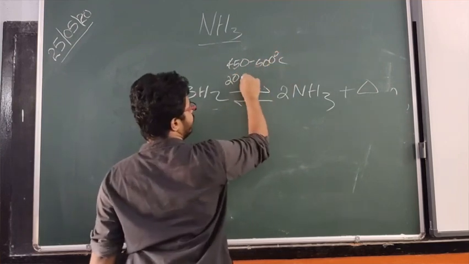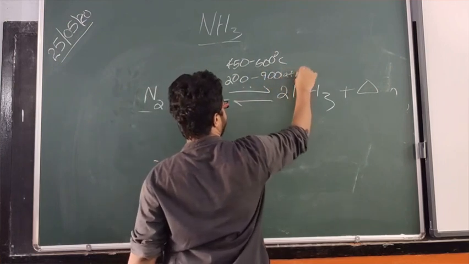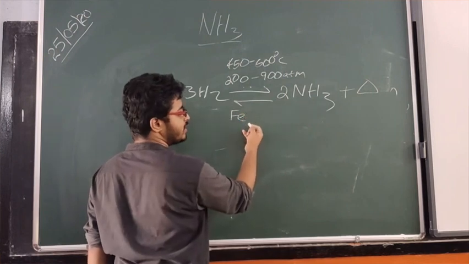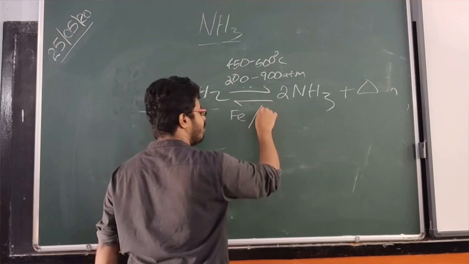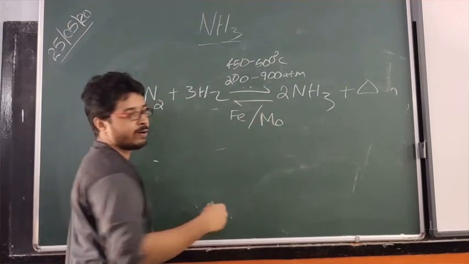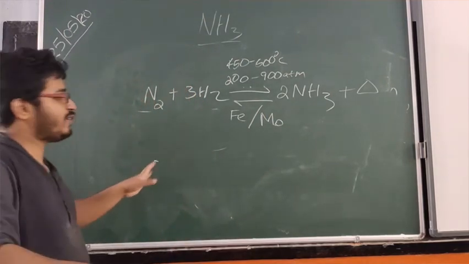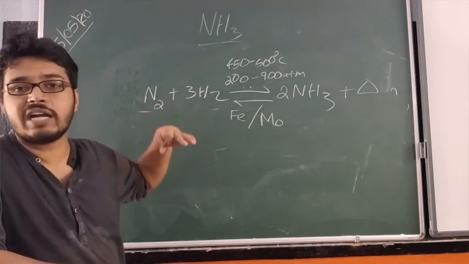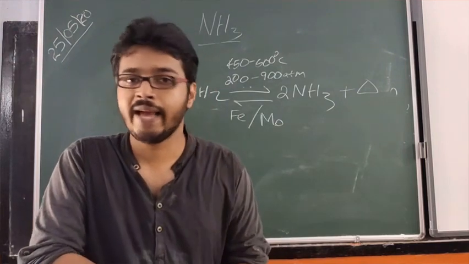200 to 900 atm pressure and spongy iron as catalyst. You just need to write it as Fe, and the promoter, that is molybdenum. You can write either molybdenum or aluminum oxide. So this much is compulsory to get the full mark for the chemical reaction for industrial manufacture of ammonia or the chemical reaction for the Haber process.